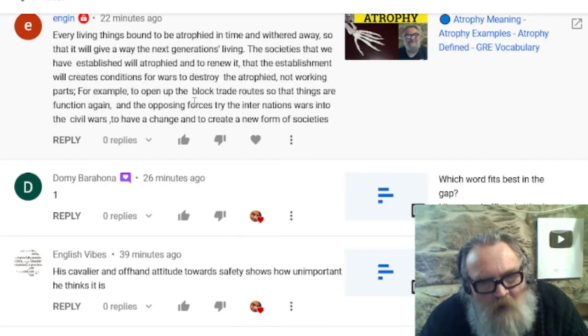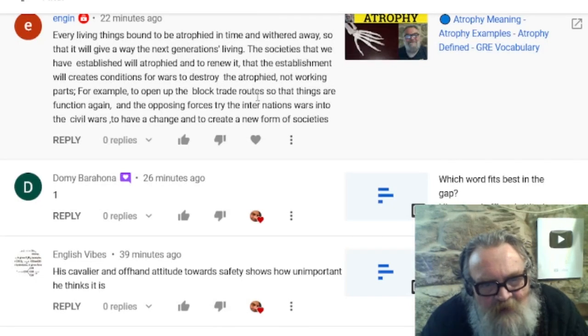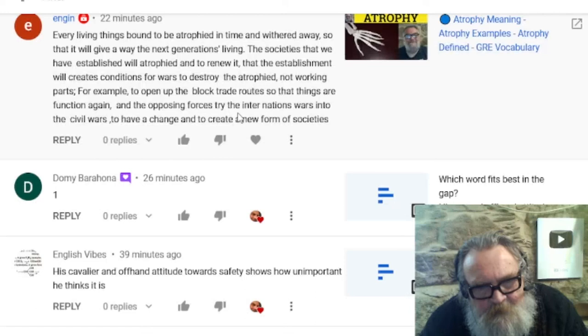For example, to open up the blocked trade routes, so that things are functioning again, and the opposing forces try to push, or to convert international wars into civil wars, to have change, and to create a new form of society.